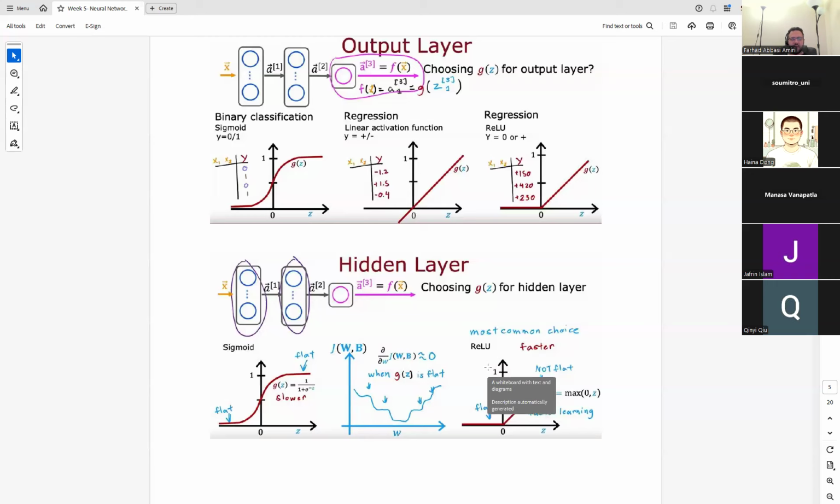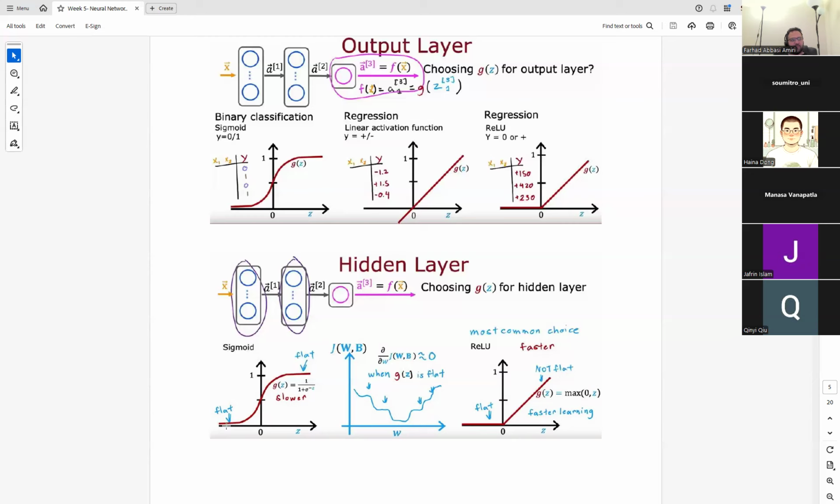Another main reason for the speed of ReLU compared to sigmoid is that you remember that in the loss function we had derivatives of the cost function with respect to W and B, right?